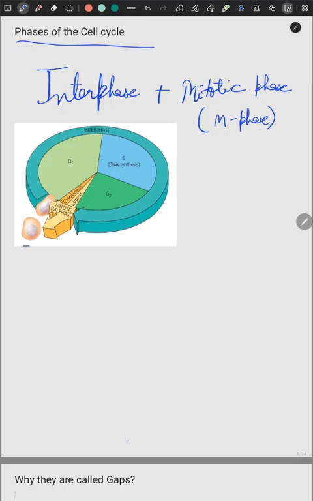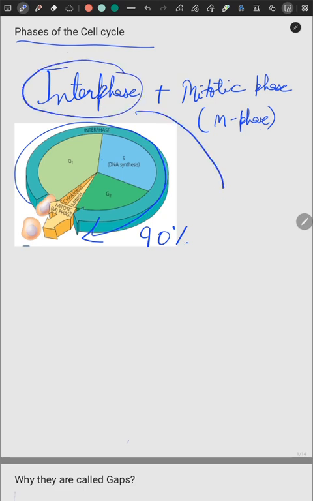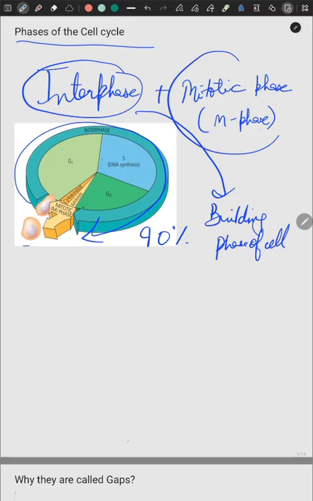In interphase, the cell cycle takes around 90% of the time. We can say interphase is the building time or building phase of the cell. In the mitotic phase, it is a phase of cell division. The cell divides here.